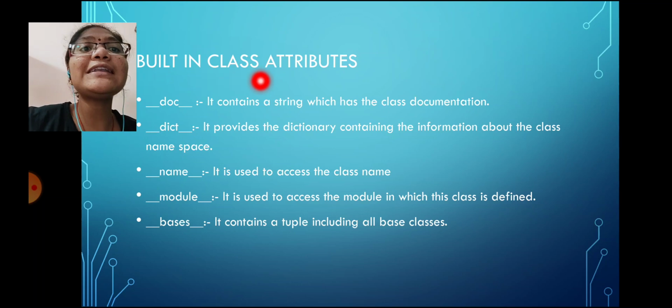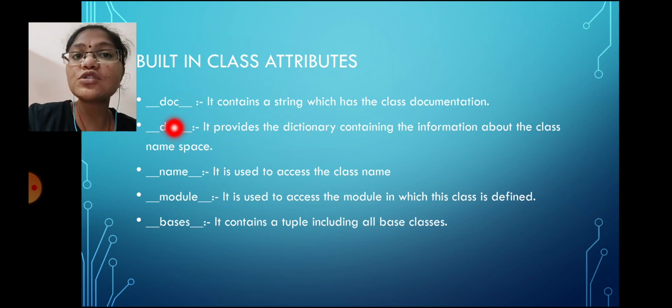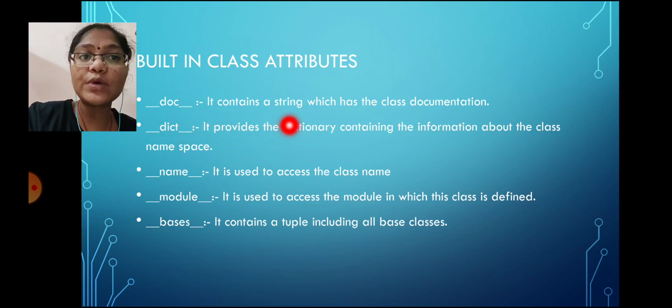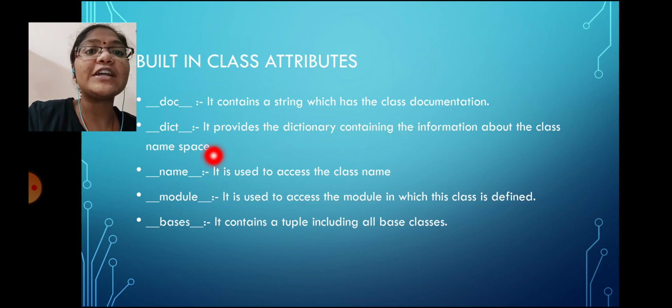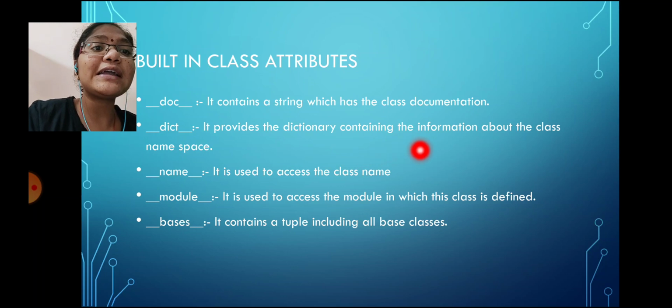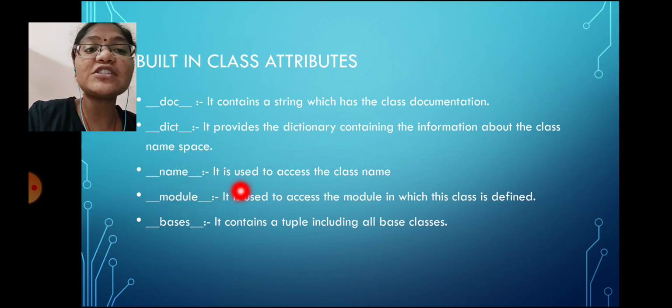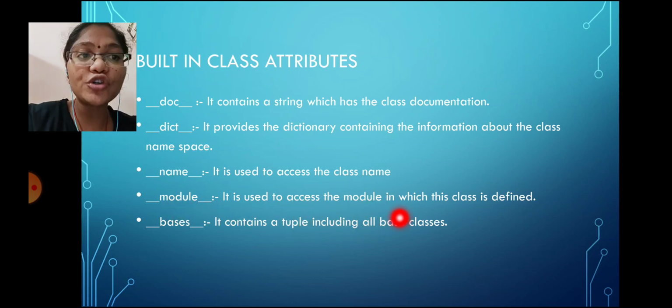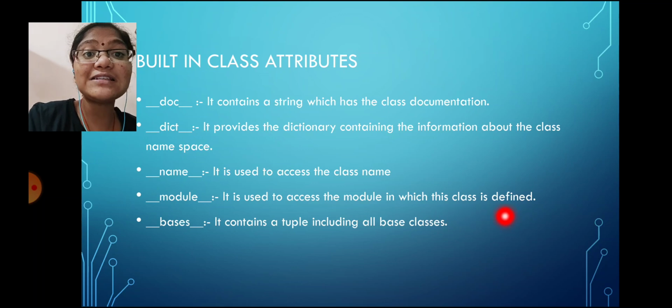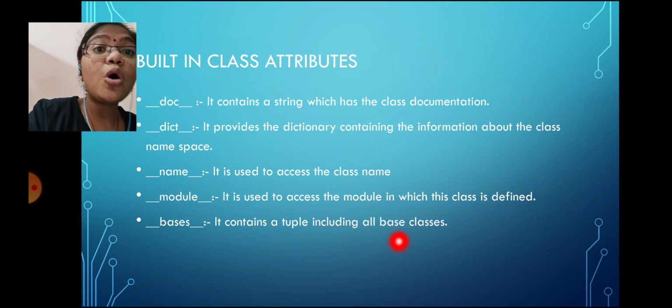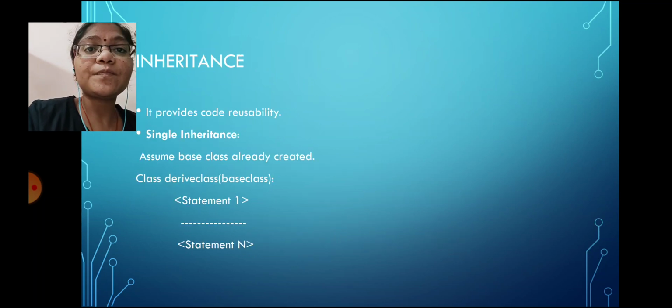Some of the built-in class attributes: __doc__ contains a string which has the class documentation. __dict__ provides a dictionary containing the information about the class namespace. __name__ is used to access the class name. __module__ is used to access the module in which the class is defined. __bases__ contains a tuple including all base classes.